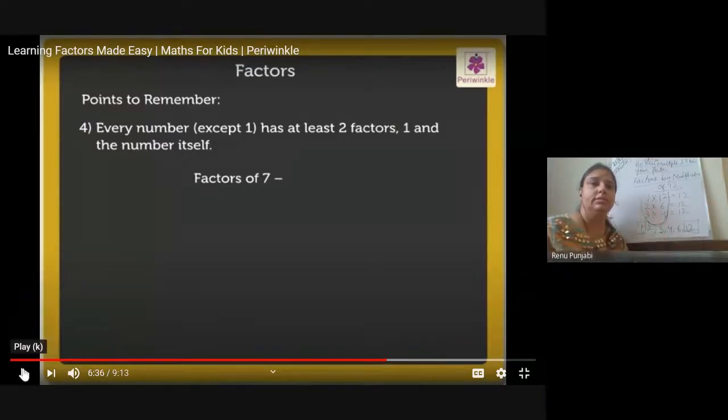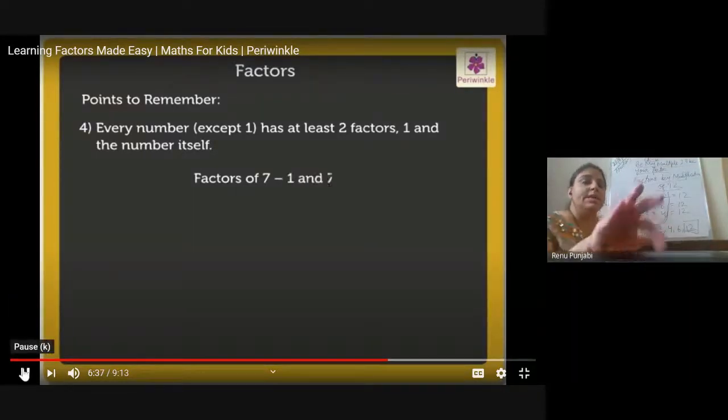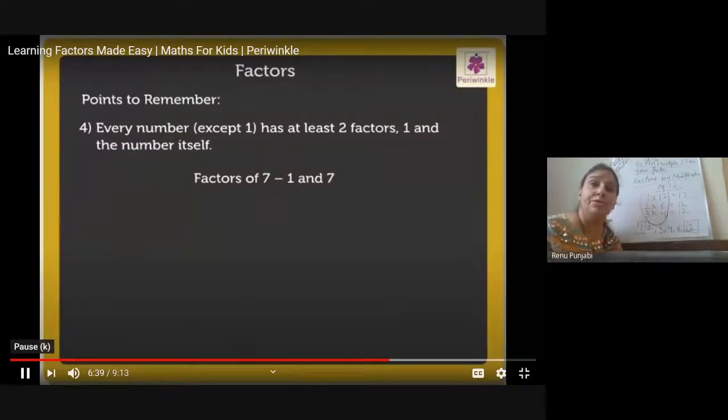1 and 7. See, 7 is a prime number. Prime numbers are the numbers which have only 2 factors. And how to find the prime numbers? That is our next topic, which we will learn on Monday.